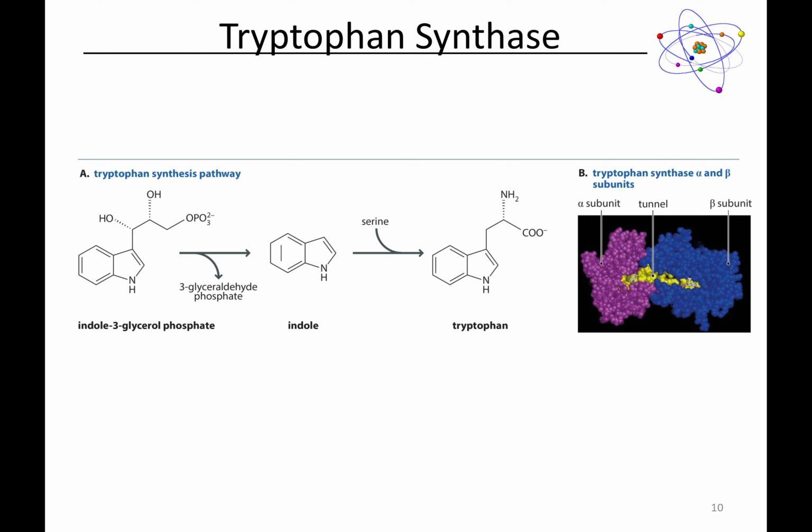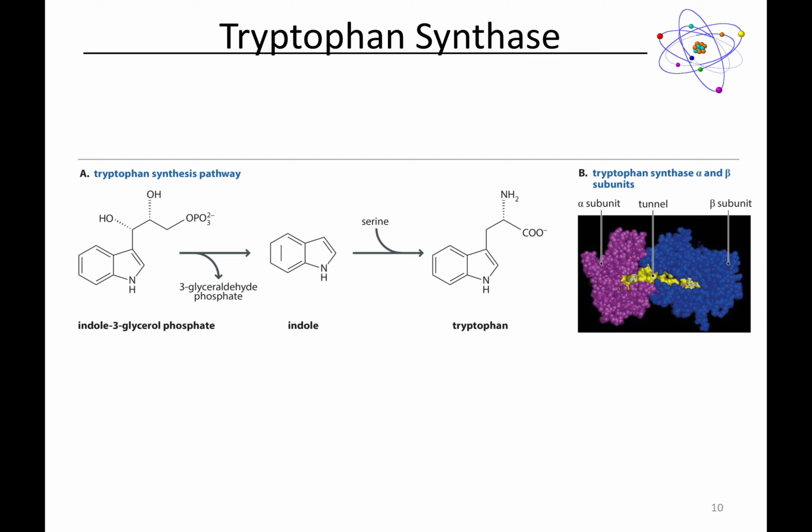Okay, here's another kind of cool example. Tryptophan synthase. This is an enzyme that ultimately takes this indole intermediate and converts it to the amino acid we know of as tryptophan. Okay, we won't really get into the chemistry because it's actually fairly complicated, but one really cool thing about this enzyme is it catalyzes 2 reactions.